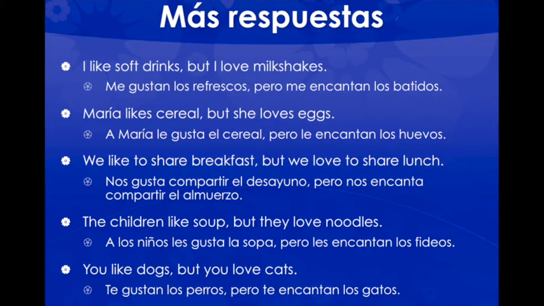We like to share breakfast, but we love to share lunch. Nos gusta compartir el desayuno, pero nos encanta compartir el almuerzo. The children like soup, but they love noodles. A los niños, notice how it's a los niños. You just can't say los niños. You have to have the word a before it. A los niños les gusta la sopa, pero les encantan los fideos. Ends in an N. Encantan because noodles is plural. You like dogs, but you love cats. Te gustan los perros. Has an N at the end because dogs is plural. Pero te encantan los gatos, but you love cats.